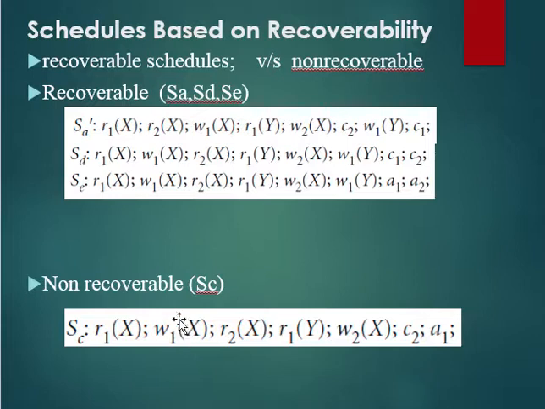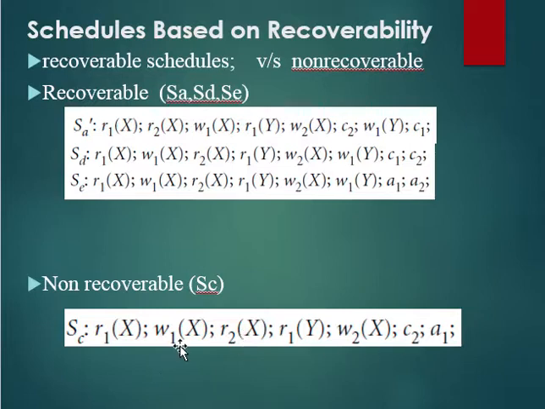That is, this W1 of x is not executing, but you can see R2 of x must execute, because it is durable, satisfying the durability property. But R2 of x is getting the old value. So this is actually a dirty read showing.